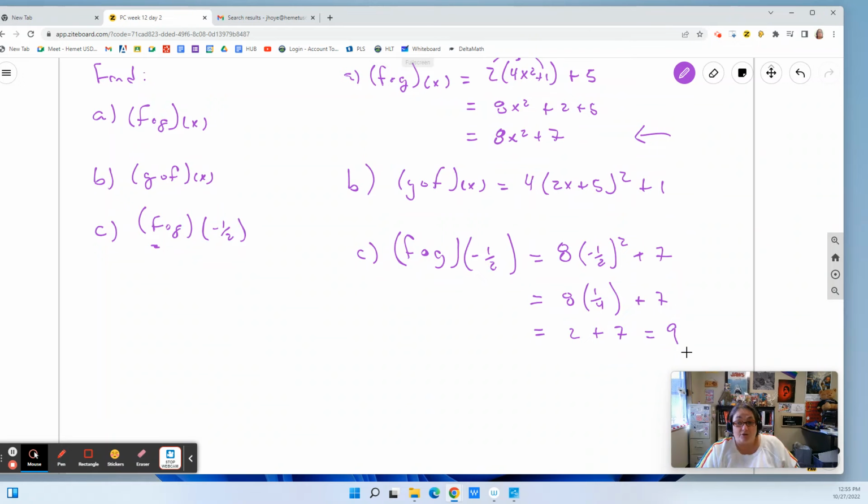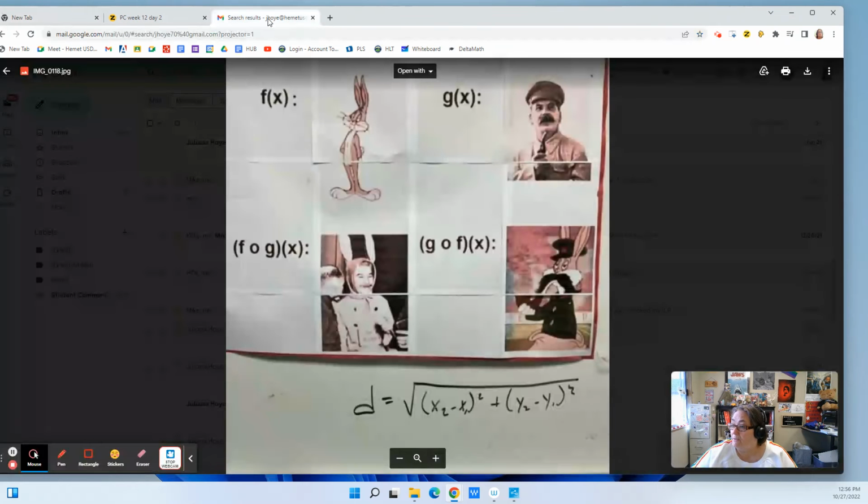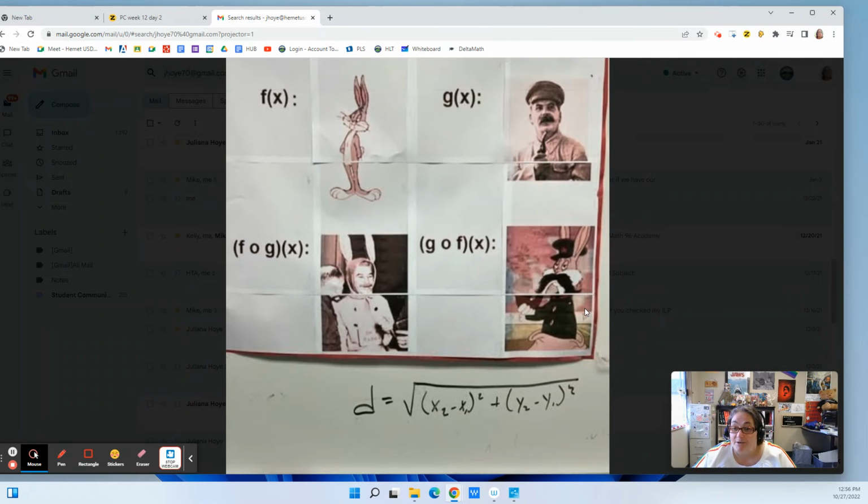So these compositions aren't too difficult, right? You can figure this out. You just have to remember, where did we plug what? If f of x is Bugs Bunny and g of x is Stalin, here we plug Stalin into Bugs Bunny, and here we plug Bugs Bunny into Stalin, right? Works every time. You just have to know what you're plugging in. What are you plugging it in for? The x variable, right? Because that's what our input is.